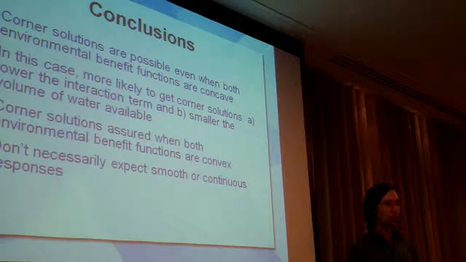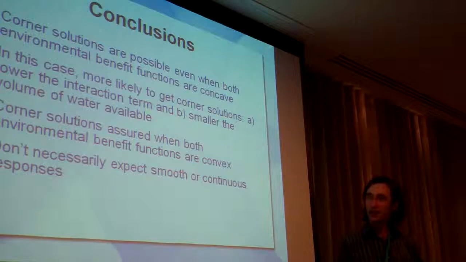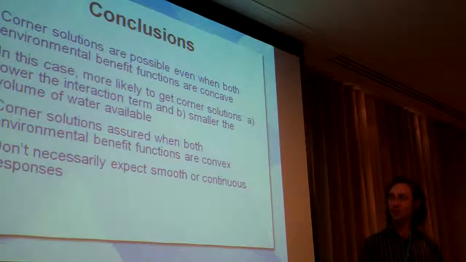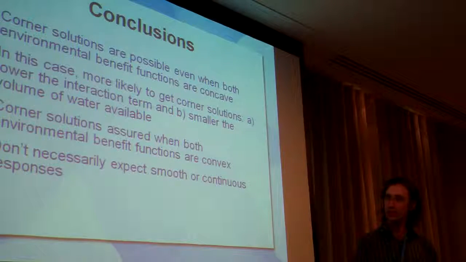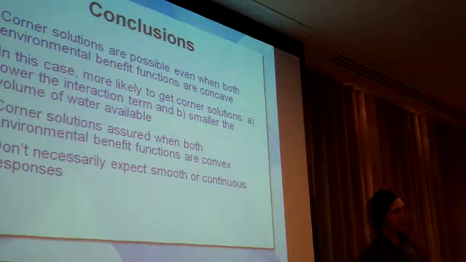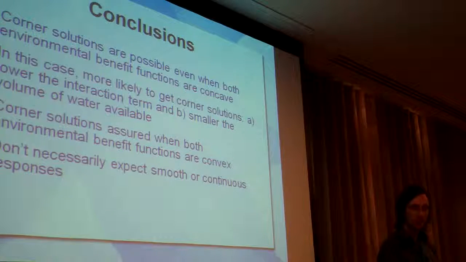Corner solutions are assured if both of the environmental production functions are convex, and the empirically derived environmental production function from Horn et al. obviously has convexities in it. If one is convex and one is concave, it becomes an empirical issue. It depends on the magnitudes. So I think the consequence of this is, where you have these corner solutions, you shouldn't necessarily expect smooth and continuous responses. You can get discontinuous jumps and things like that.